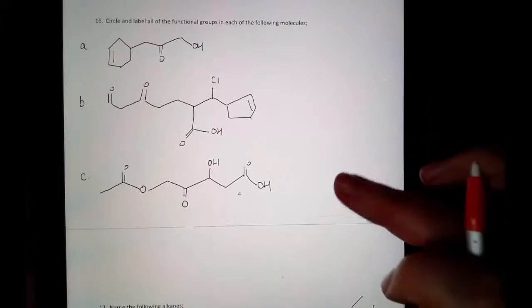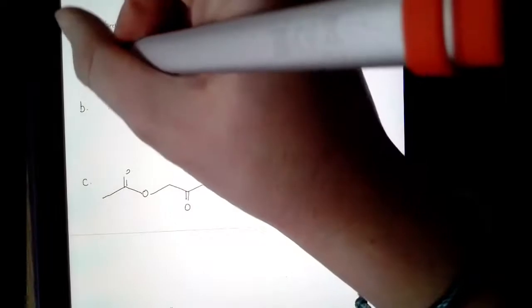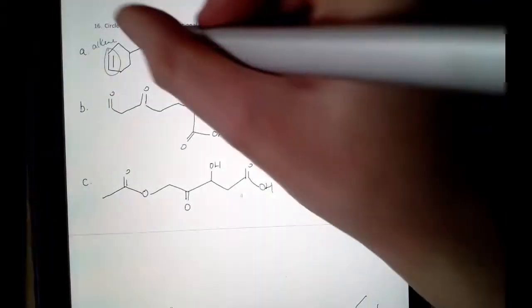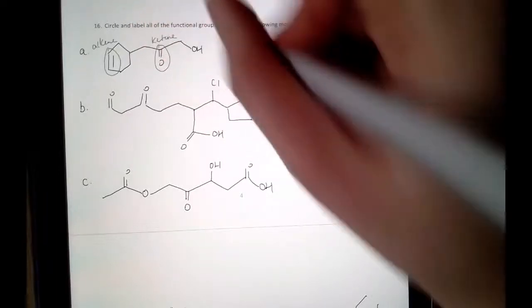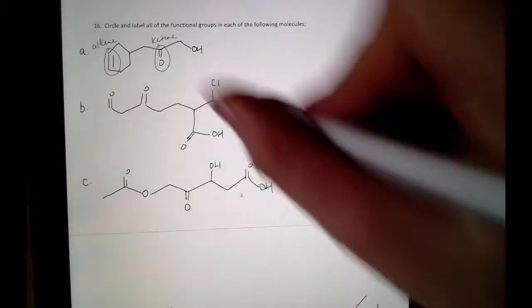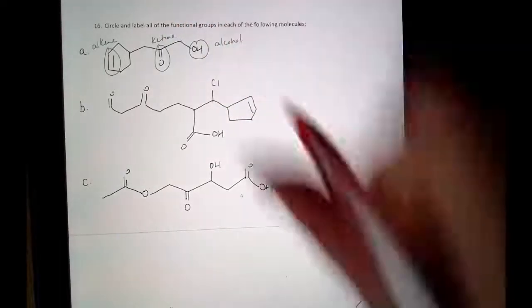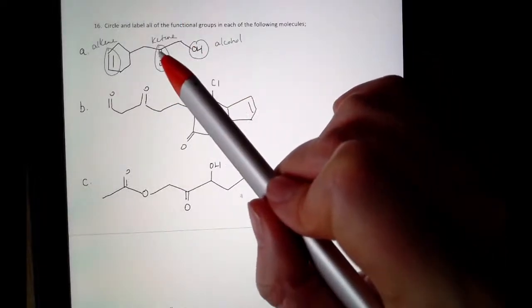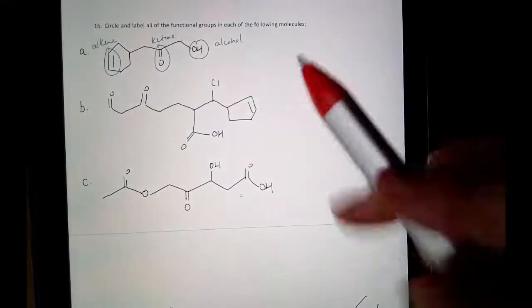In question 16, I asked you to circle and label all of the functional groups. This here, carbon double bond carbon, would be an alkene. Here, I have got a ketone because I've got a carbonyl group in the middle of the chain. And here, I have got an alcohol. Make sure you didn't label that as a carboxylic acid. The OH and the double bond O are on separate carbons. That makes it a ketone and an alcohol, not a carboxylic acid.